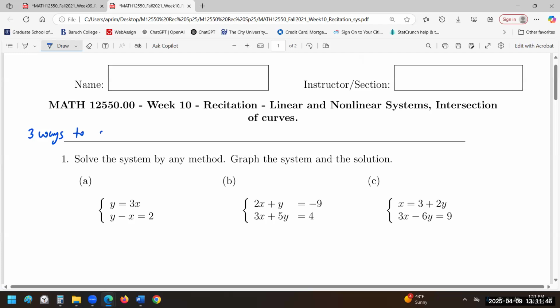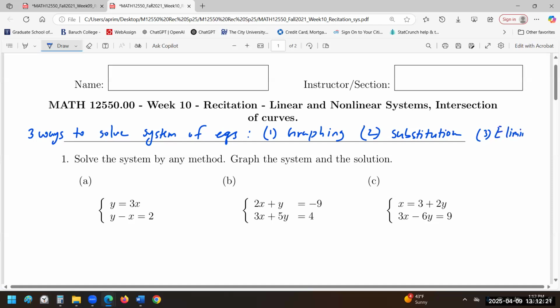Three ways to solve a system of equations. The easiest method is graphing. Unfortunately, if you don't graph accurately, you don't get the correct result. So even though it's the easiest, it's the worst method. The second is substitution. And the third is called either addition or elimination. I prefer elimination.